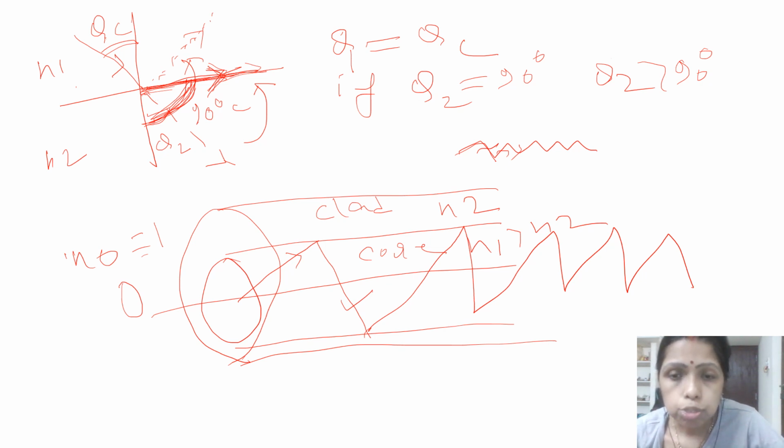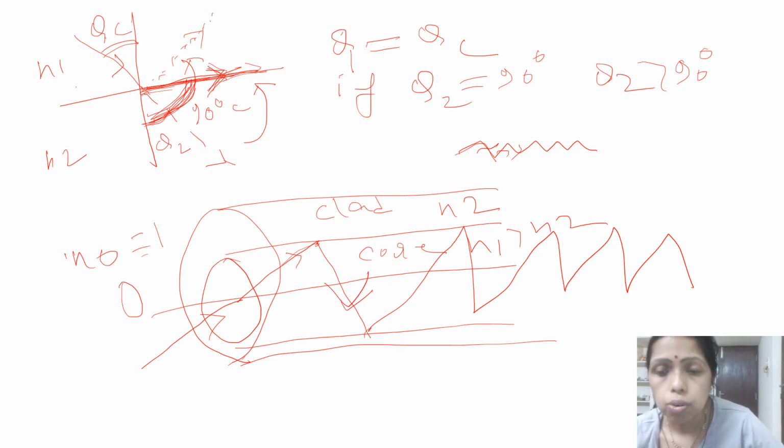The second criterion is how the light should be incident on the fiber so that when it reaches the interface of the core and cladding, it creates total internal reflection. What will be the minimum incident angle for creating the critical angle at the interface of the core and cladding? You have to create the critical angle at the core and cladding interface. That I will discuss now.